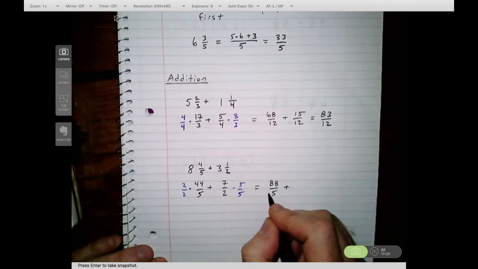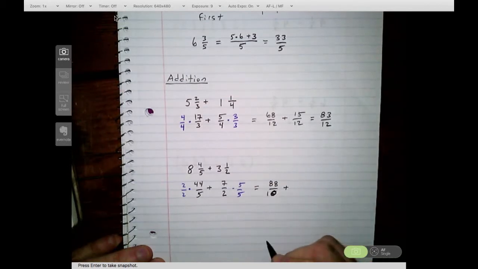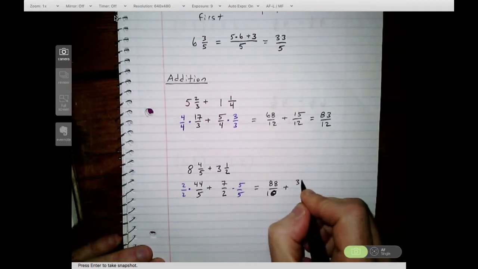Okay, so that gives us 2 times 44 is 88 over 5, plus 7 times 5 is 35. Oops, I'm sorry, I messed up there a little bit. 2 times 5 is 10. The denominator is a 10 now. Hope that's okay. Sorry about that. 7 times 5 is 35 over 10.